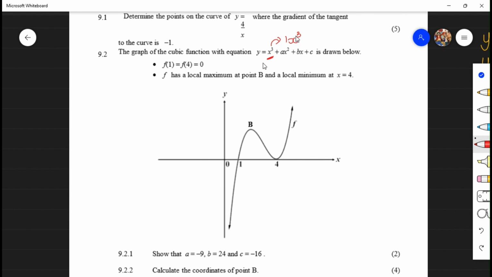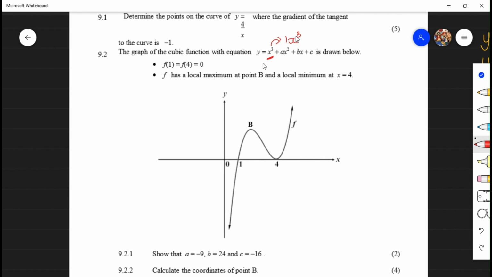Now, first bullet, f of 1 equals f of 4 equals 0. Now 1 and 4 represent the x values. Usually you'll see the function as f of x. So if they replace x with a numerical value or a variable other than x, that means that is the value of x. So our x value is 1, our second x value is 4, and those x values have a corresponding y value of 0. So the coordinates are (1, 0) and (4, 0).